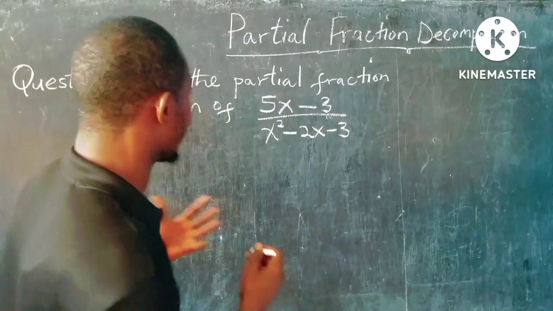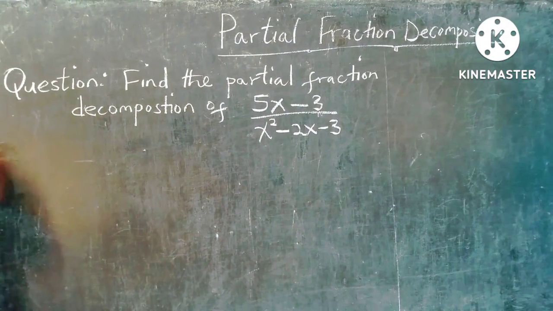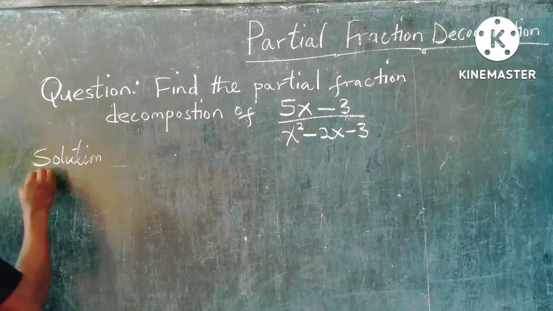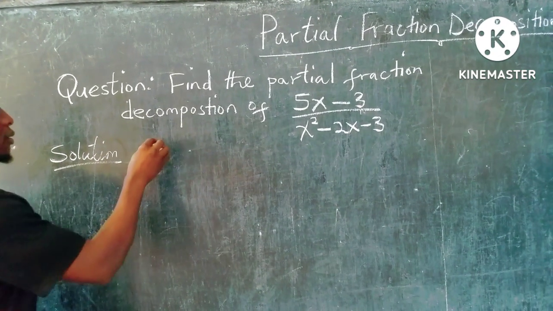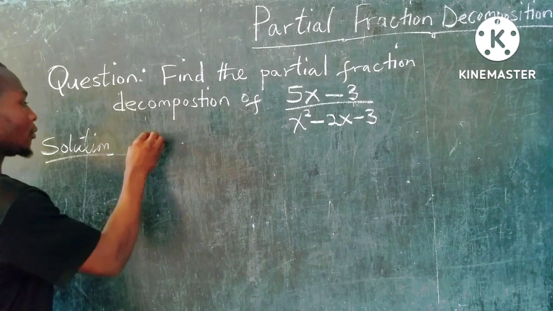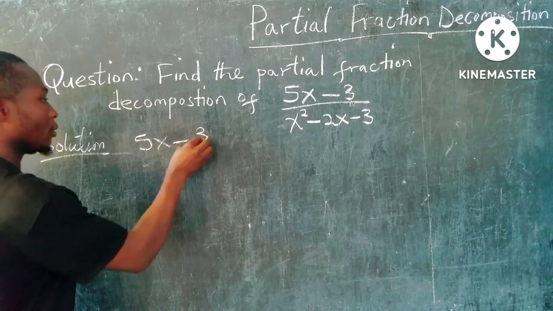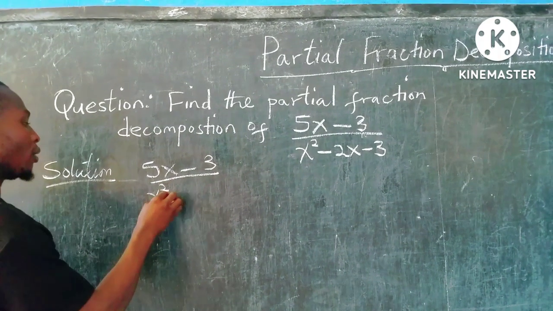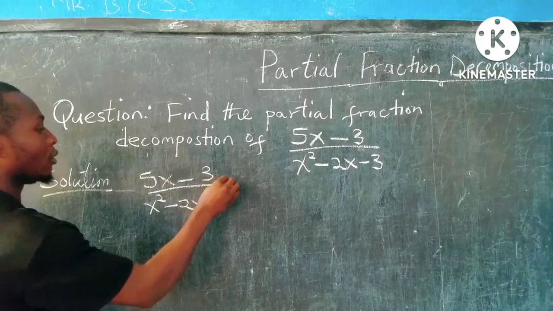To solve this problem, let's look at it. This is the problem, so this is the solution. On our solution here, the problem is 5x minus 3, all divided by x squared minus 2x minus 3. This is our problem.